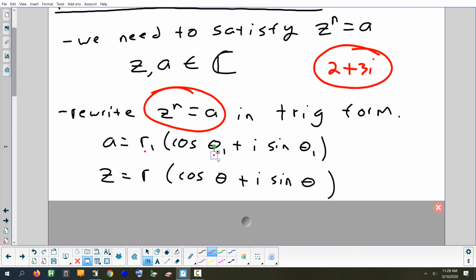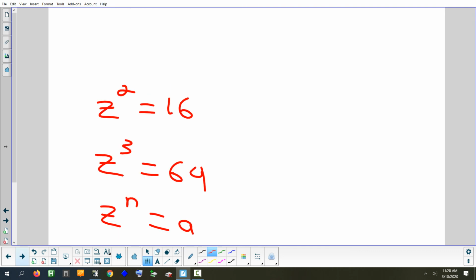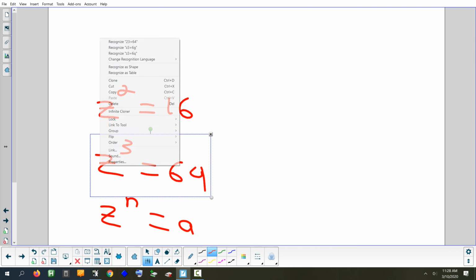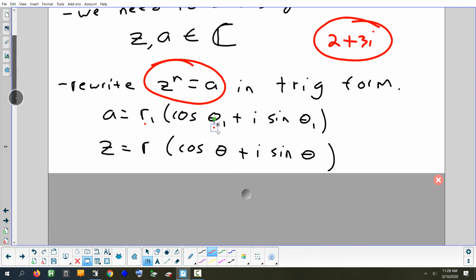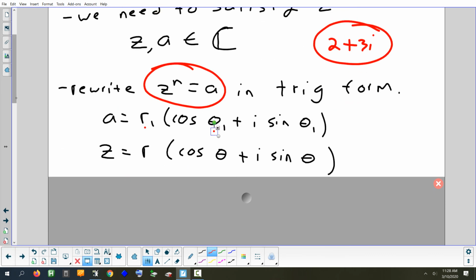Z is what you don't know. That's your variable. Just like here, Z is what I don't know. So literally, every problem, you're going to take exactly what I've written on that line, and you're going to fill it in for Z, exactly the way it is. You're not going to know R. You're not going to know theta. That's what we're going to solve for. But you will know R1 and theta 1. You're going to find those yourself right away.